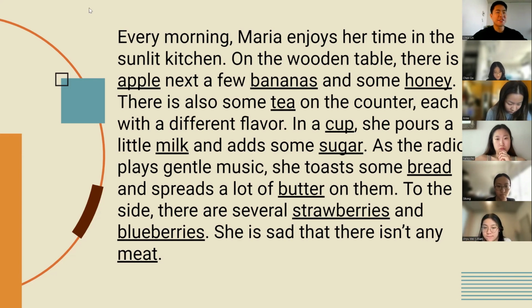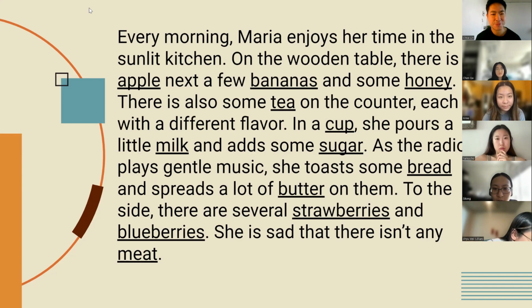So let's do this. Each of you can volunteer to read one sentence and tell me whether the nouns highlighted in this sentence are uncountable or countable nouns. Okay. All right. So I'm going to start with the first sentence. Every morning, Mariah enjoys her time in the sunlit kitchen. Okay. So the next sentence, you want to read it? I can read it. All right, Stone, go ahead. On the wooden table, there is an apple, next to a few bananas, and some honey.